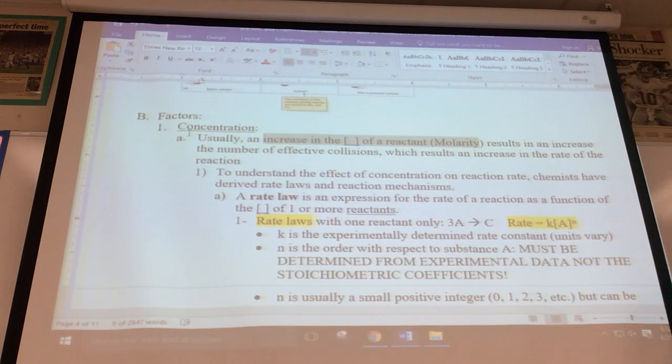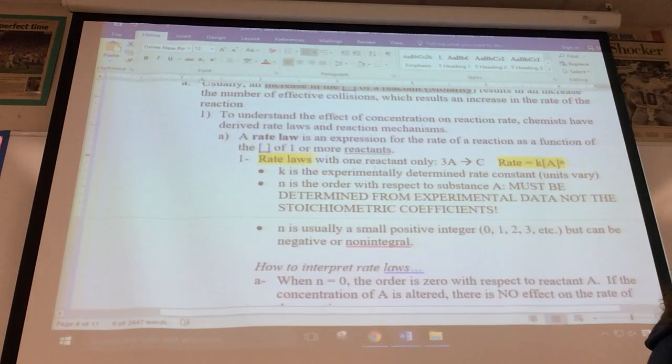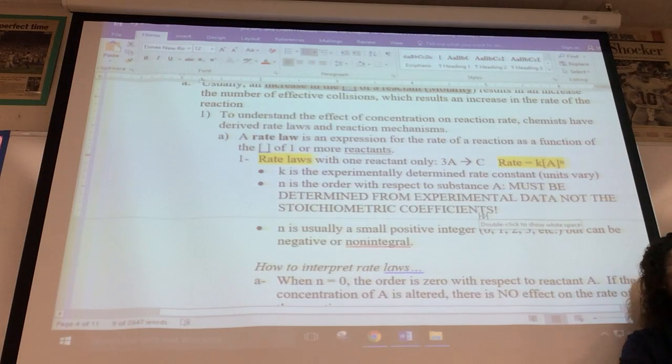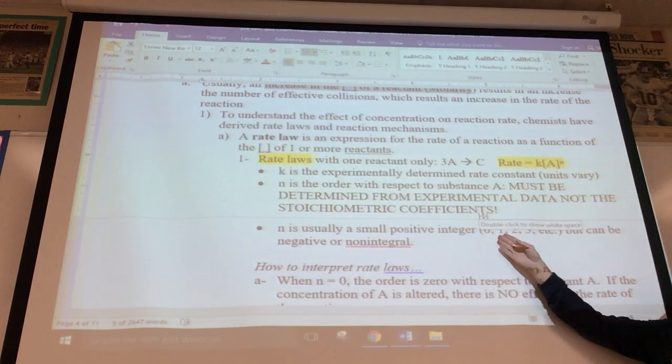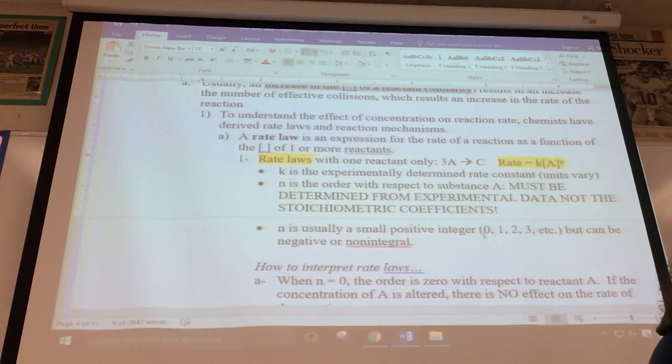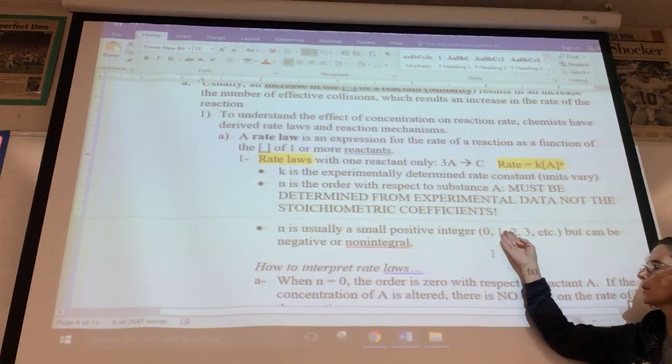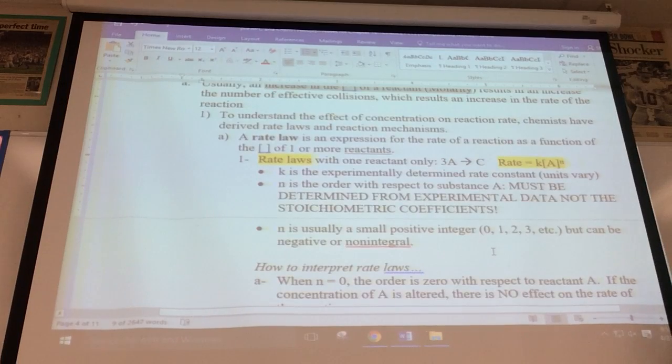The kids like it, they think it's puzzle-like, and once they get it, they think it's very easy. Now, n typically is a small positive integer: 0, 1, 2, 3, 4, 5, 6. If you get an n of 10, you probably made a mistake. N can be negative, and it can be non-integral, so it can be a fraction, but I'm not going to give you those at this point. So for your purposes, n typically will be 0, 1, 2, 3, 4, 5, etc.